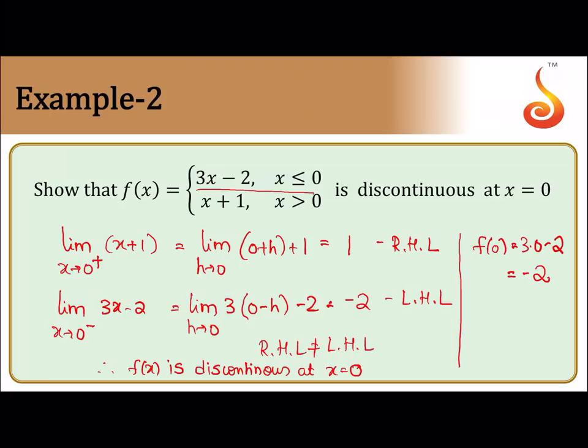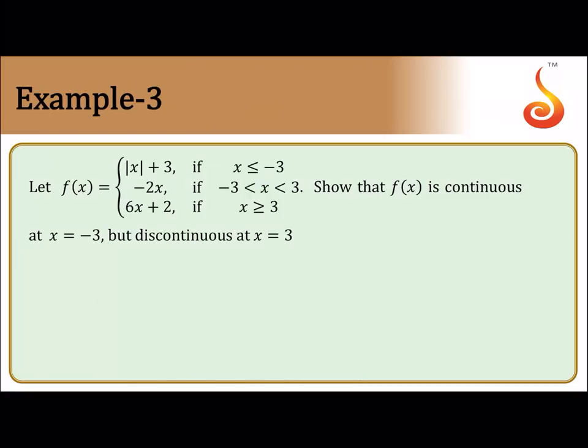Therefore, f of x is discontinuous at x equal to 0. The function is discontinuous at x equal to 0. So the left hand limit is not equal to the right hand limit. But what we find is the left hand limit is equal to the value of the function, even though the function is discontinuous.